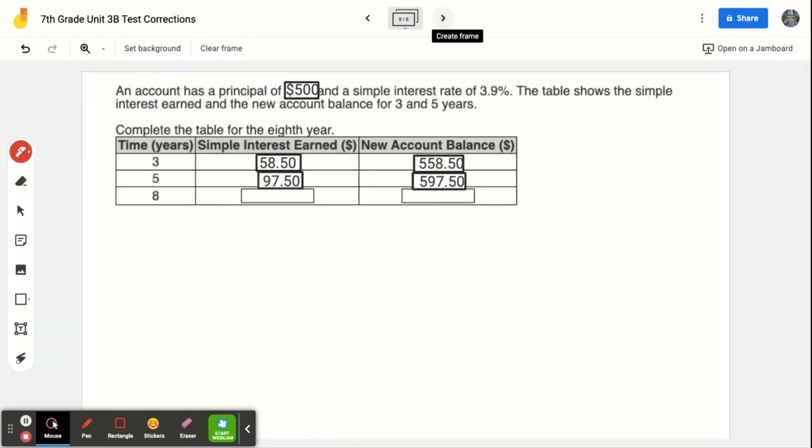And question 3. An account has a principal balance of $500 with a simple interest rate of 3.9%. The table shows the simple interest earned for the new account on 3 and 5 years. So I want you to tell me first how much simple interest was earned in 8 years, and then the second question, what is the new account balance?